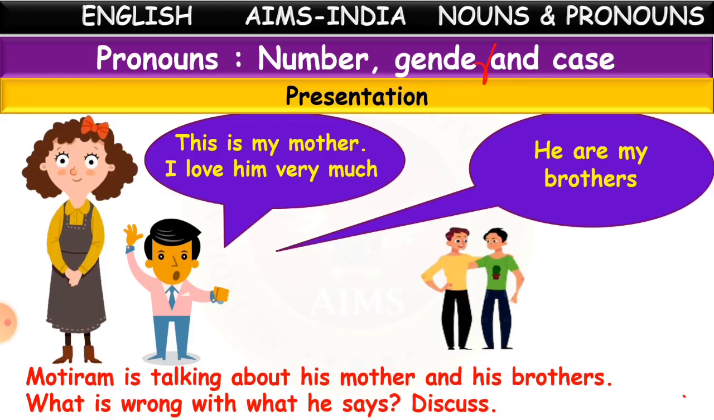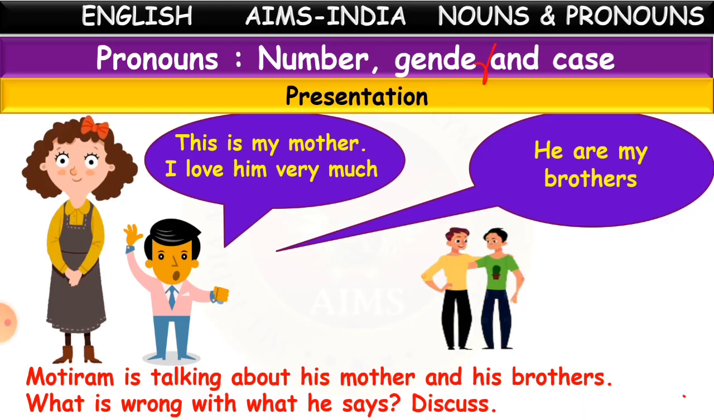Here there are two brothers. And what is he telling? He are my brothers. Motiram is talking about his mother and his brothers. What is wrong with what he says? Discuss. So this is our task. Motiram is talking about his mother and brothers. But did you notice, children? There were some mistakes.